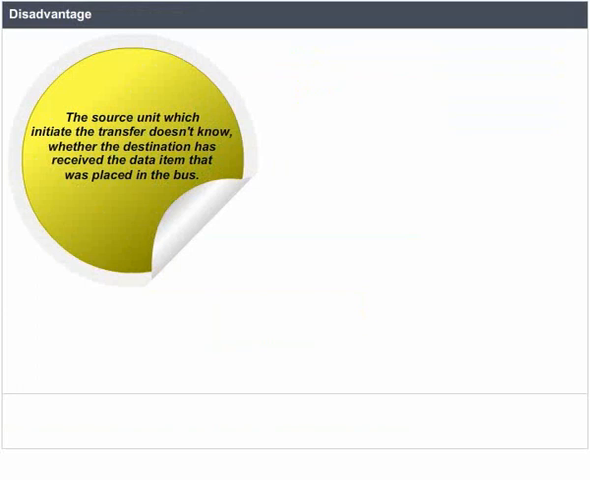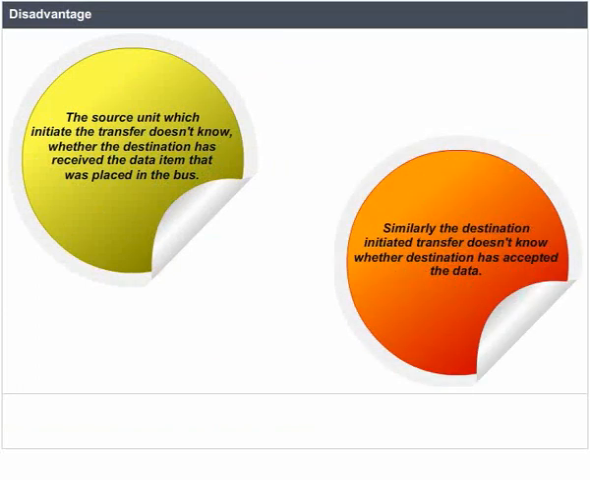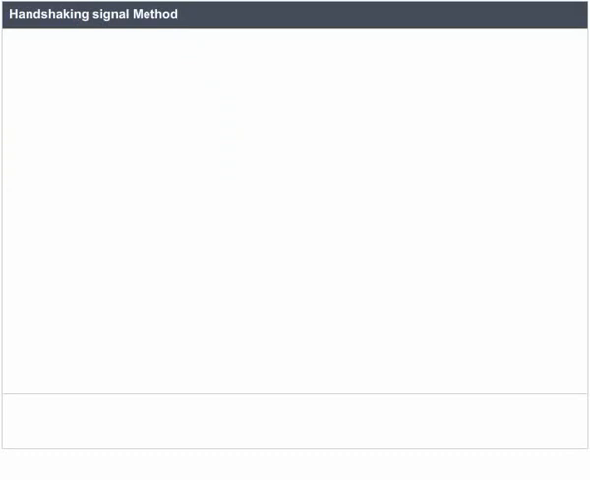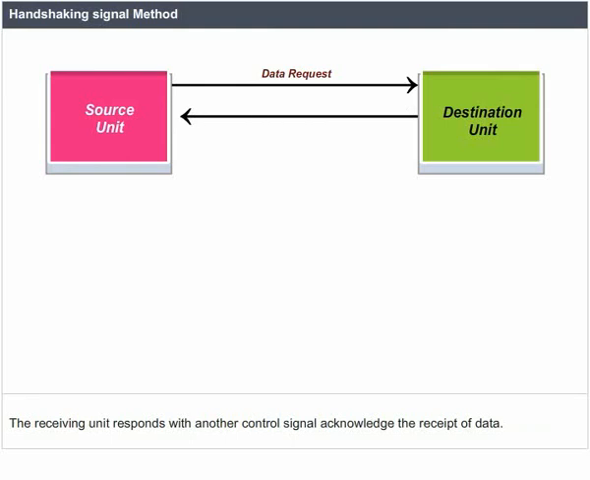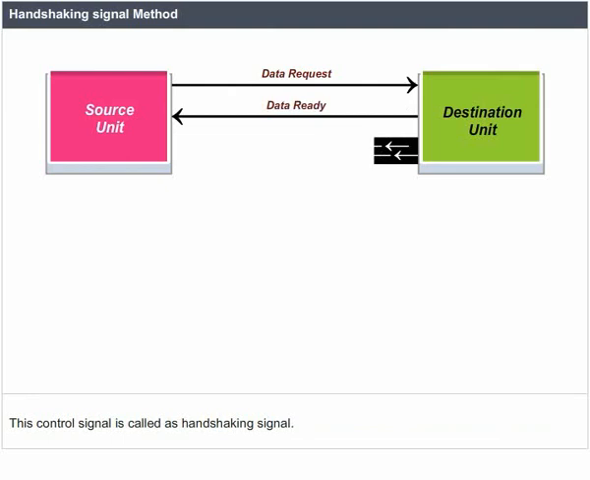Disadvantage. The source unit which initiates the transfer does not know whether the destination has received the data item that was placed on the bus. Similarly, the destination-initiated transfer does not know whether the destination has accepted the data. Handshaking signal method. Each data item is transmitted with a control signal that indicates the presence of data on the bus. The receiving unit responds with another control signal to acknowledge the receipt of data. This control signal is called a handshaking signal.